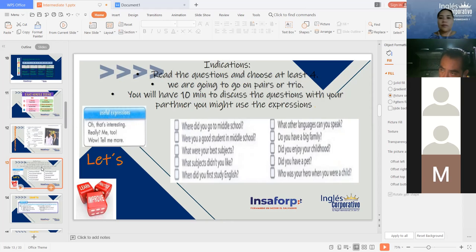So let's see then. I'm going to stop sharing. Okay, when people disappear from here, right? Someone just went out of the meeting. So we are 13, so it means that we are going to have a trio. So I'm going to stop sharing and please talk to your partner, right?